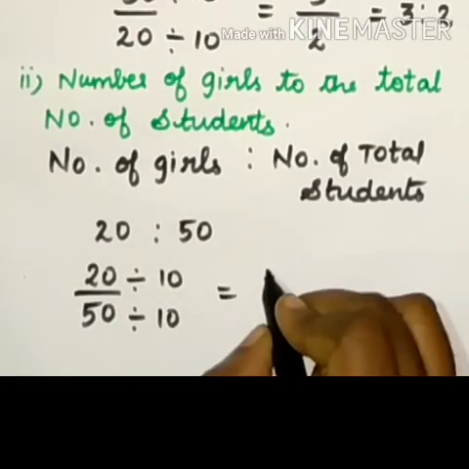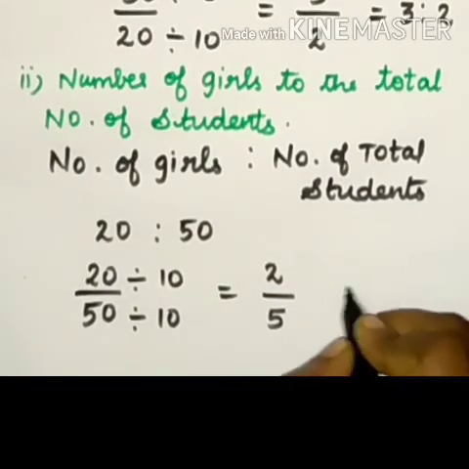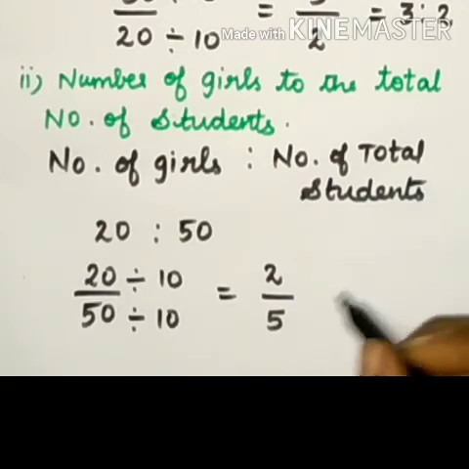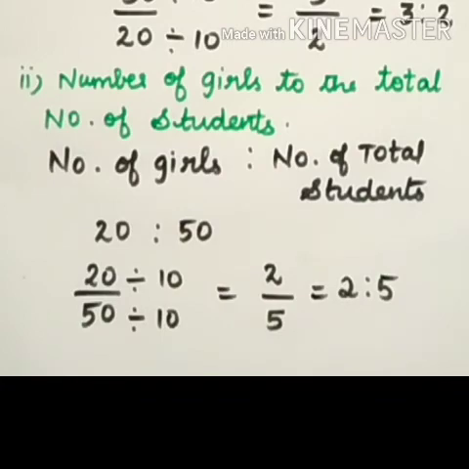20 divided by 10 is 2. 50 divided by 10 is 5. We can't simplify it. So directly write it as 2 is to 5. The ratio of number of girls to the number of total students is 2 is to 5.